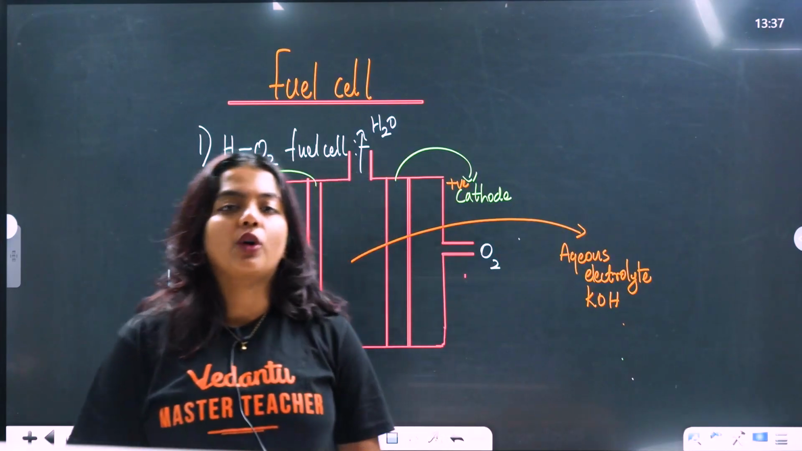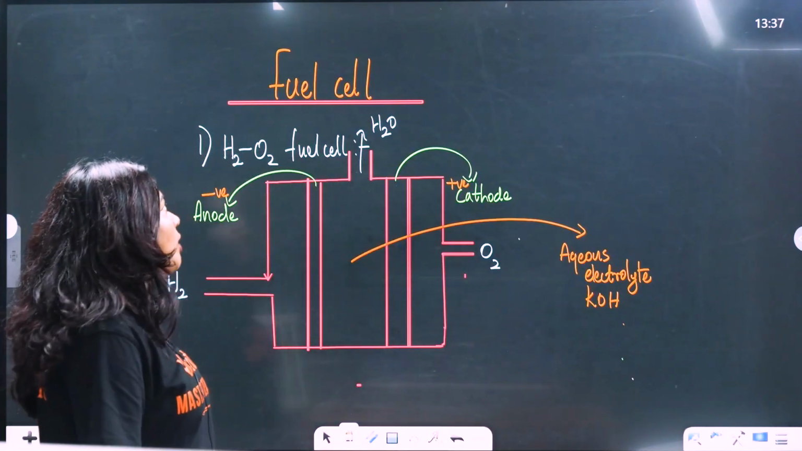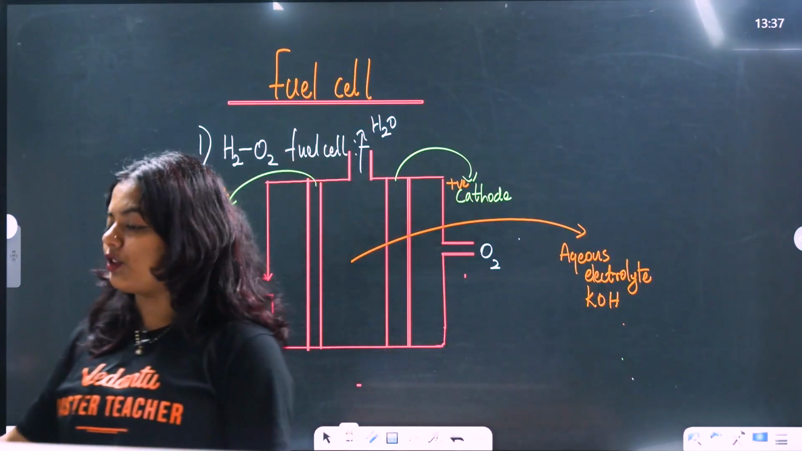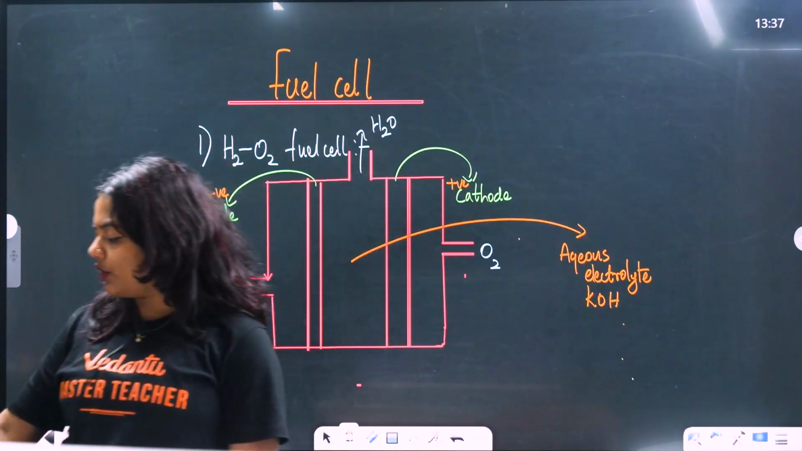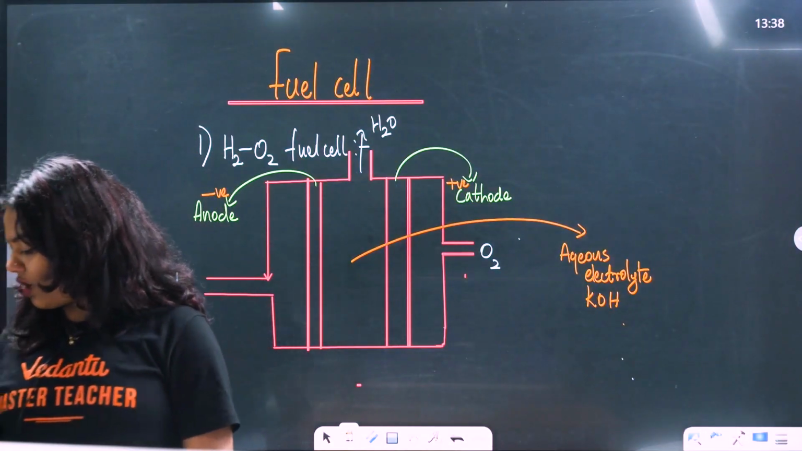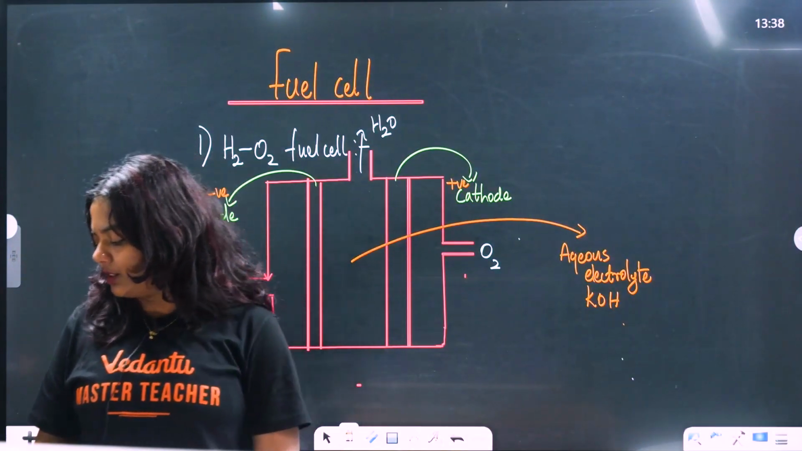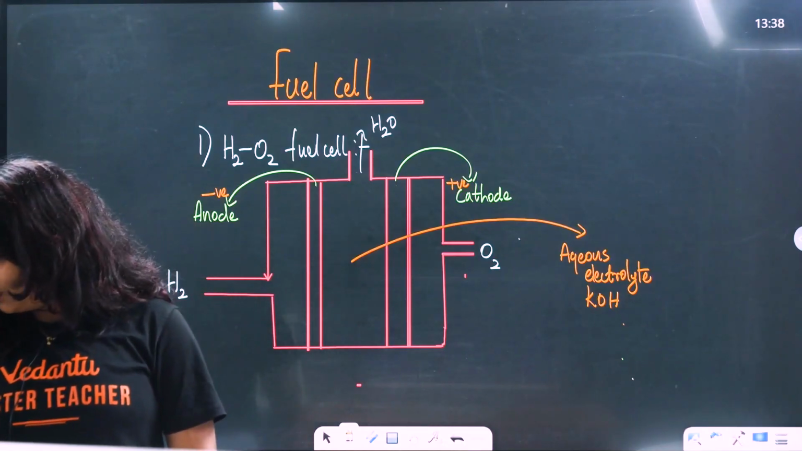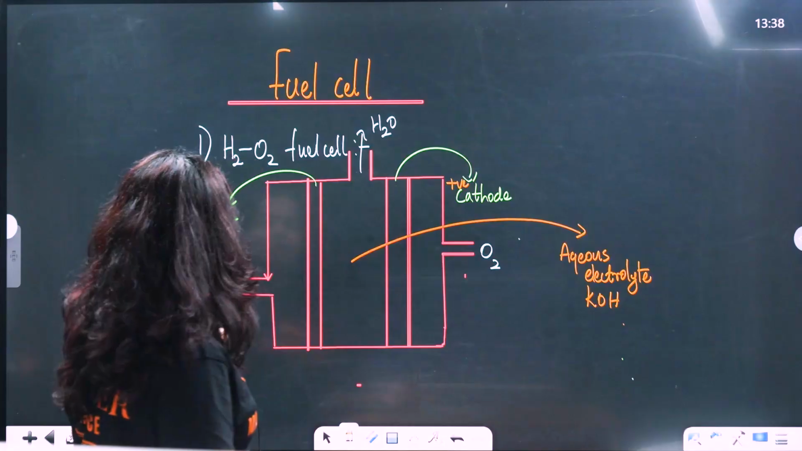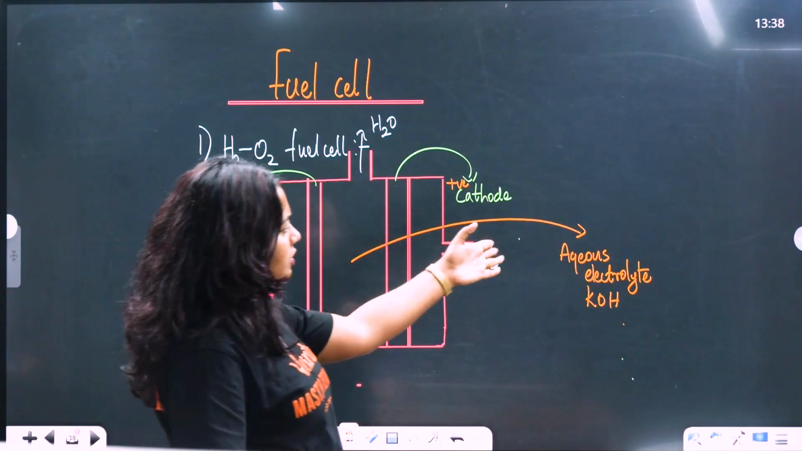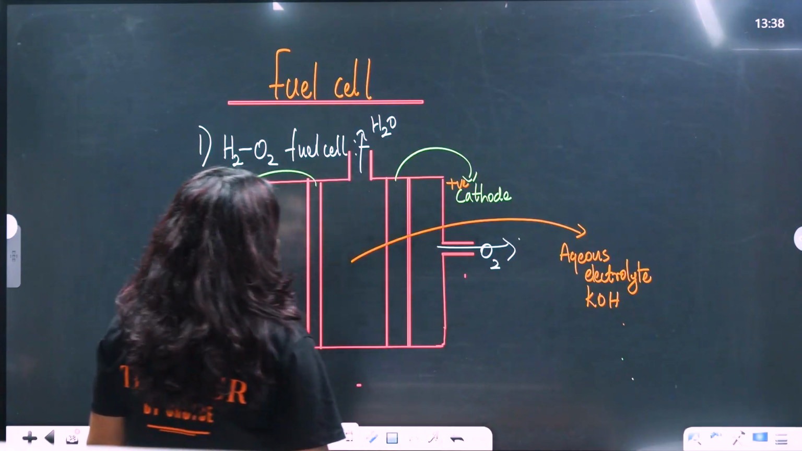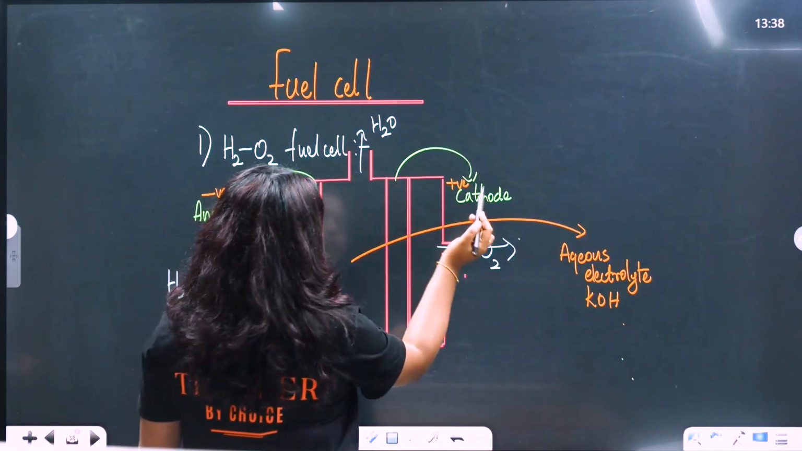Now next one is the fuel cell. You have the hydrogen oxygen fuel cell. That is the first thing we are going to discuss. There is an anode and a cathode. At the anode we will be getting hydrogen and at the cathode oxygen. So this is the hydrogen and this is the oxygen, the outlet. This is the anode portion and this is the cathode portion.